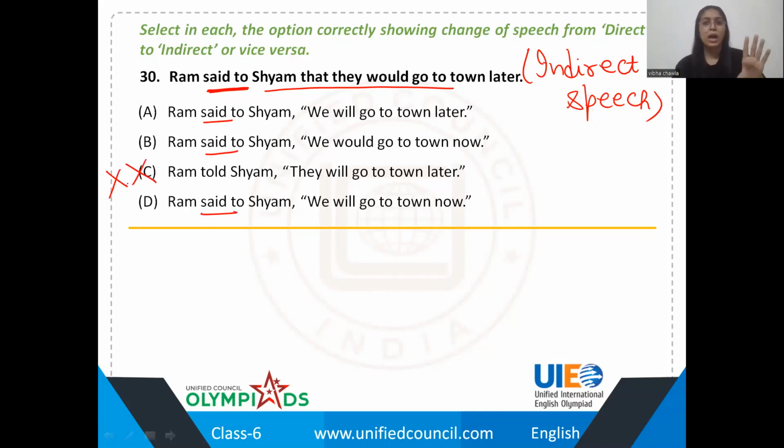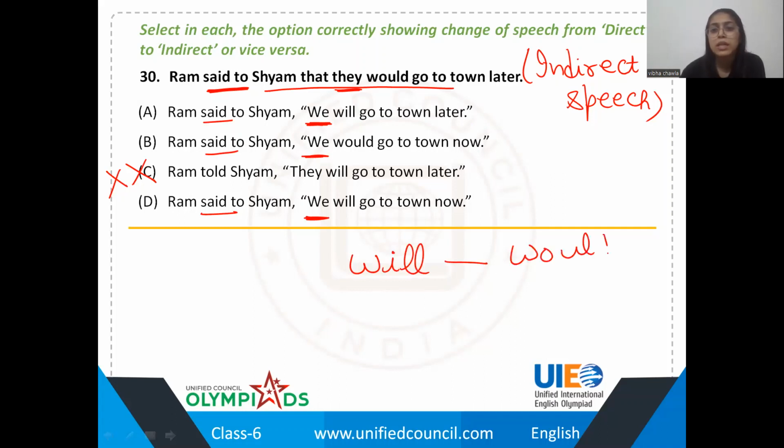Okay, because said to in direct speech or in indirect speech remains the same. Said to is said to only. Ram said to Sham. Now see, we changes to they. We is given in option A, option B, and option D. Okay, no worries. And will in direct speech changes to would in indirect speech. So this option can be eliminated because will should be there in direct speech. You see, will should be there in direct speech. We will go to town later.